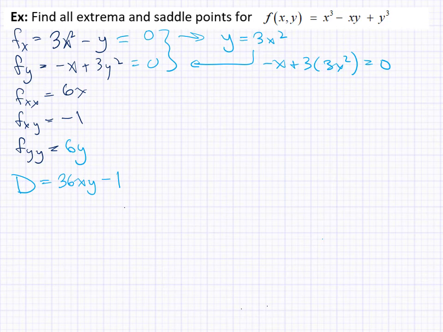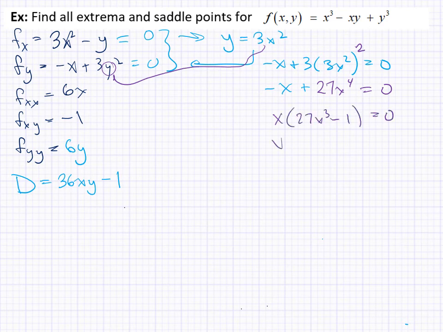Okay, then I'm going to solve that for x. So what do I have? I have minus x plus 9x squared. No, I made a mistake here. Because y is being squared, so this is y, so therefore it should be squared. So what I'm going to get here is 3x squared would be 9x to the 4th times another 3 would be 27x to the 4th equals 0. So if I factor out an x, I'm left with 27x cubed minus 1. So this will give me x equals 0 and x equals the cube root of 1/27, so 1/3.